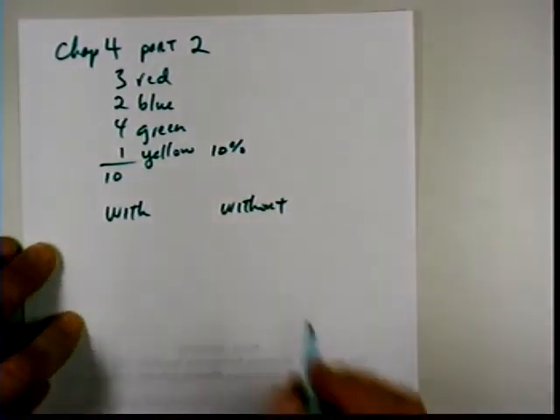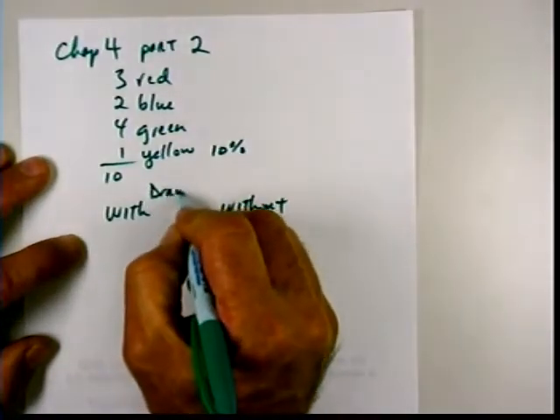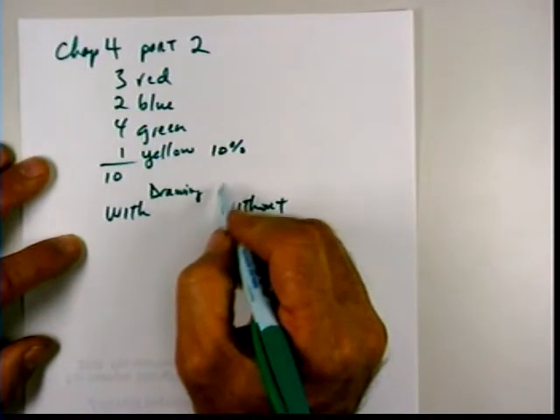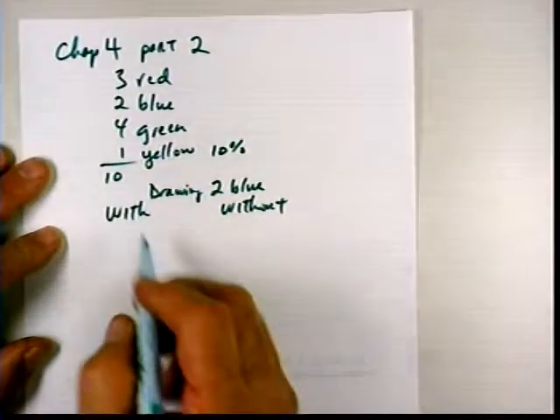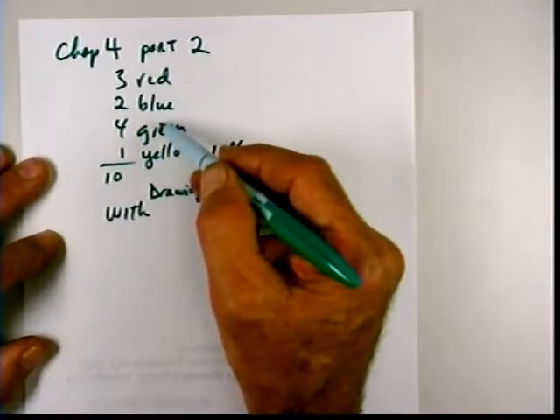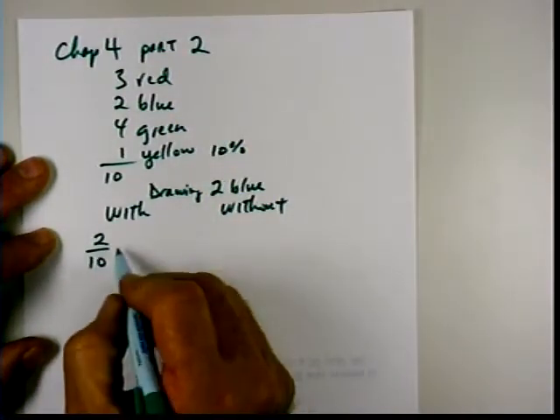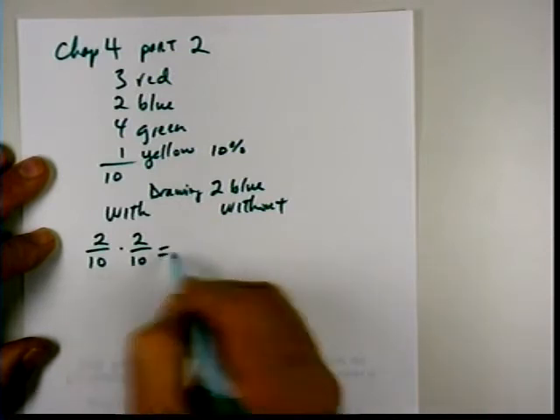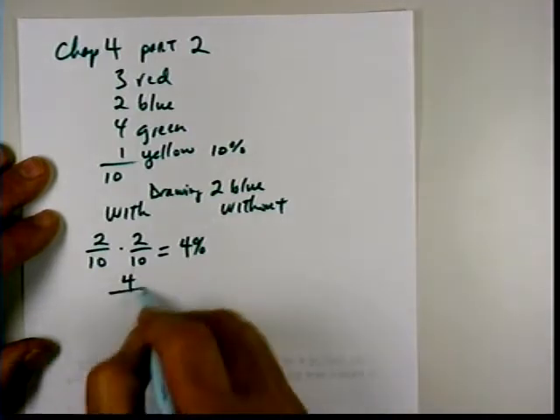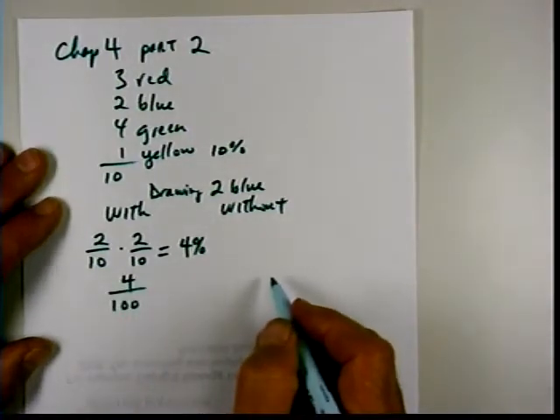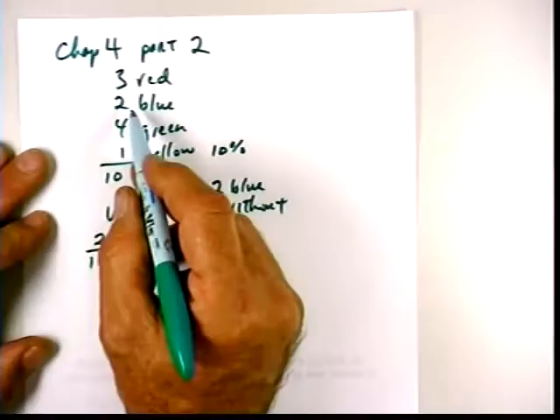Okay, so I'm going to go through the probability of drawing, let's say, 2 blue marbles. I draw 1 blue. The first chance with replacement, with putting it back in, is going to be 2 out of 10, and the second one is going to be 2 out of 10. So that's going to be about 4%, 4 over 100. 4% of the time I can expect to draw 2 blue marbles.